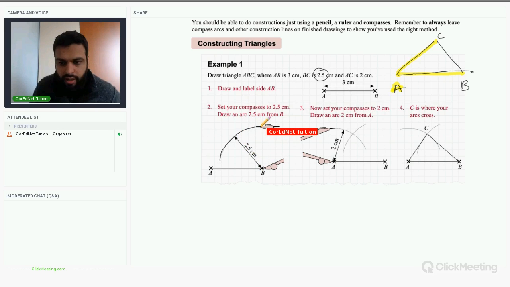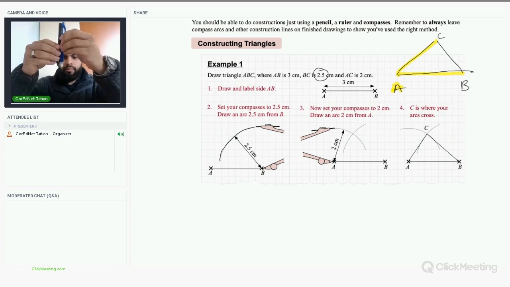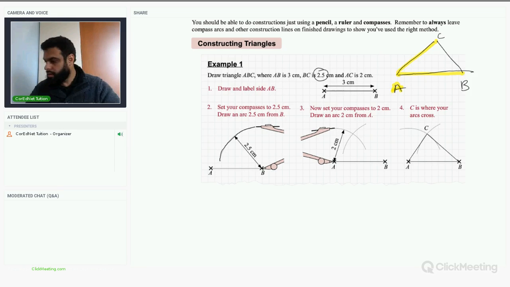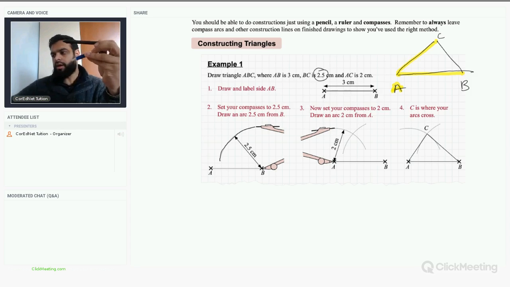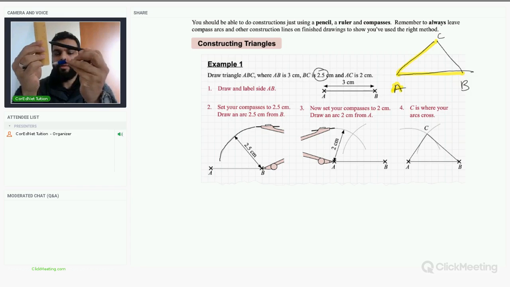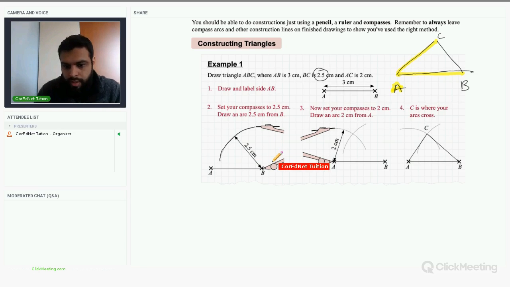You obviously measure that, guys. You measure that to be 2.5. Does that make sense? You open up your compass and put it on a ruler. Imagine that's your compass, and you measure 2.5. Then you stick the sharp end at the end of the line AB and draw yourself an arc.